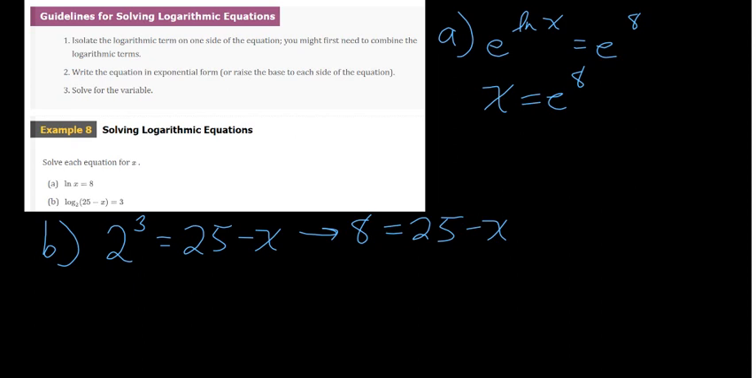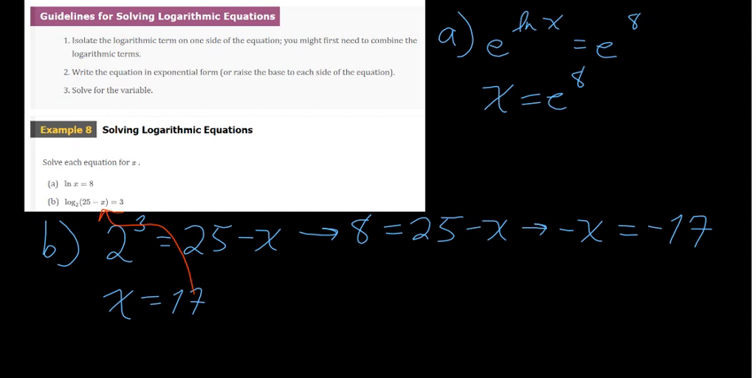If I subtract 25 from both sides, let's put the negative x on the left side. So negative x is equal to, I subtract 25 from both sides, so that's going to be negative, shoot, I just went dumb, 17. And then if I actually solve for x, I end up getting a positive 17. So x is equal to 17.